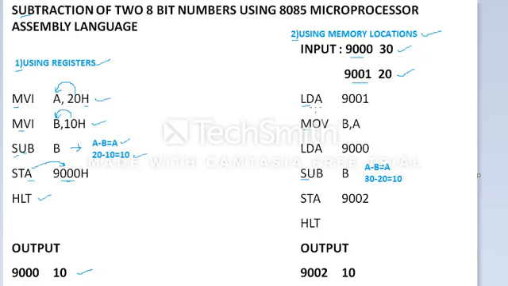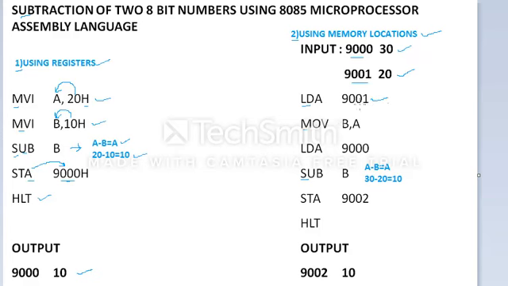LDA stands for load accumulator from the particular location, 8-bit data. Then I'm using the move instruction to move from register to register. Then SUB, as we know, is to subtract. Then STA for storing the accumulator. So we'll see how to write a program.